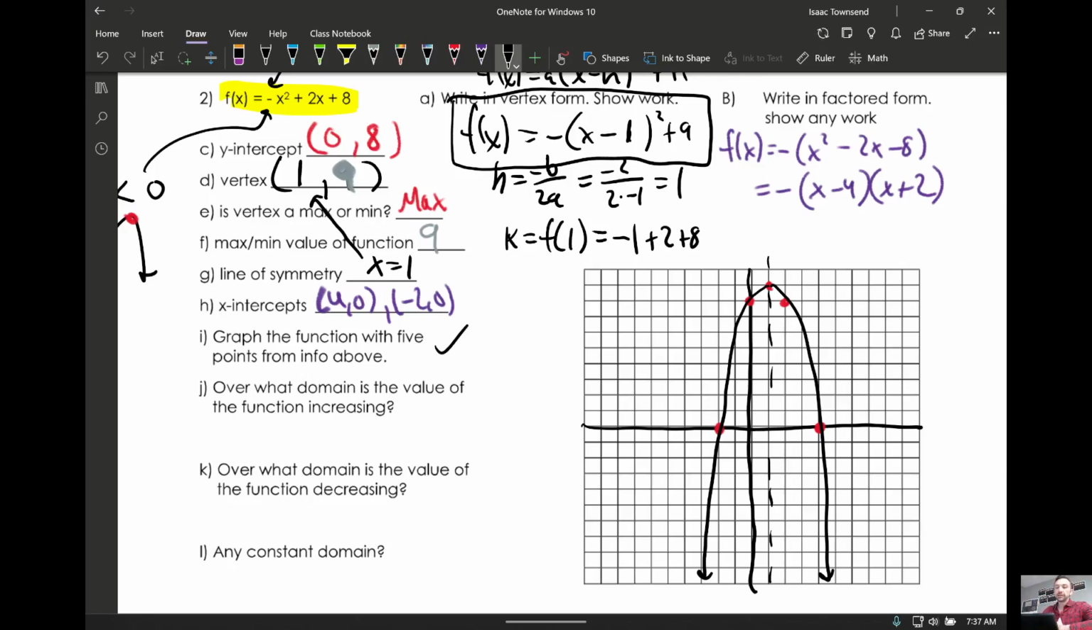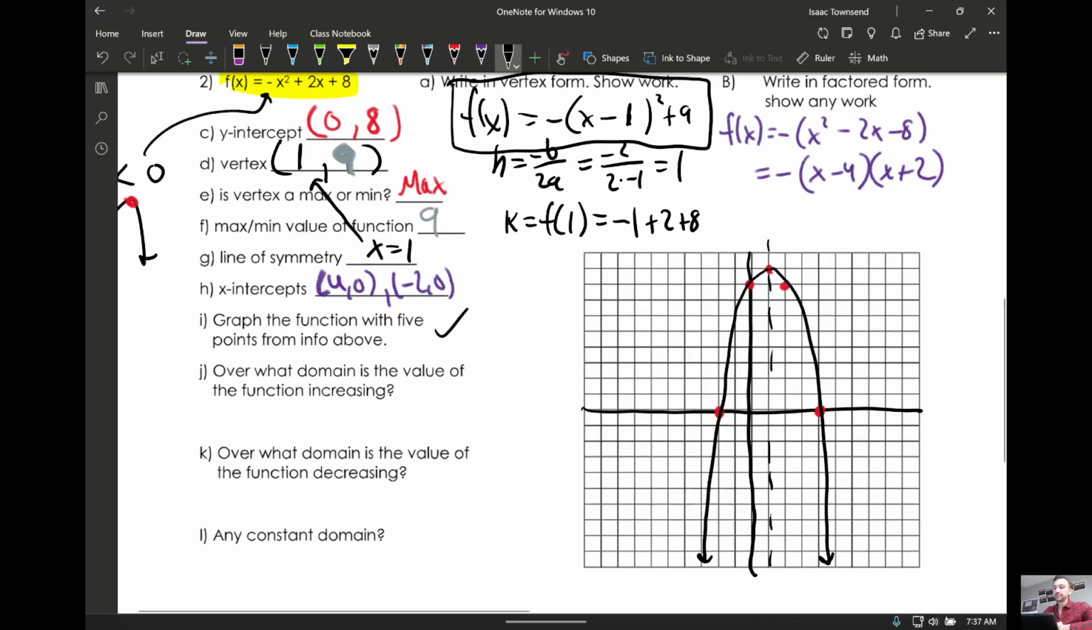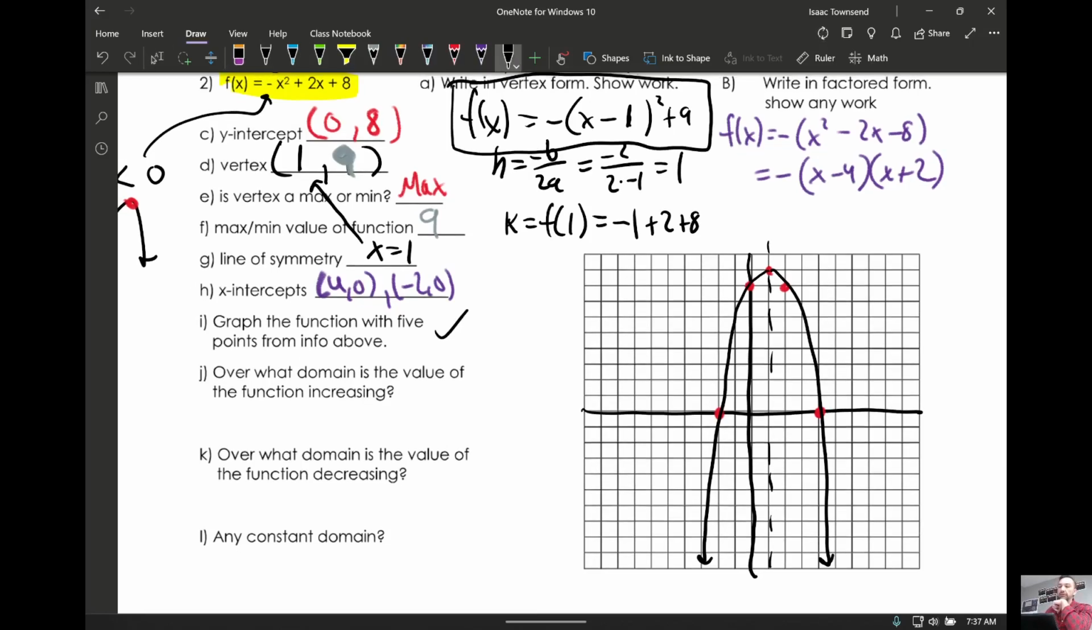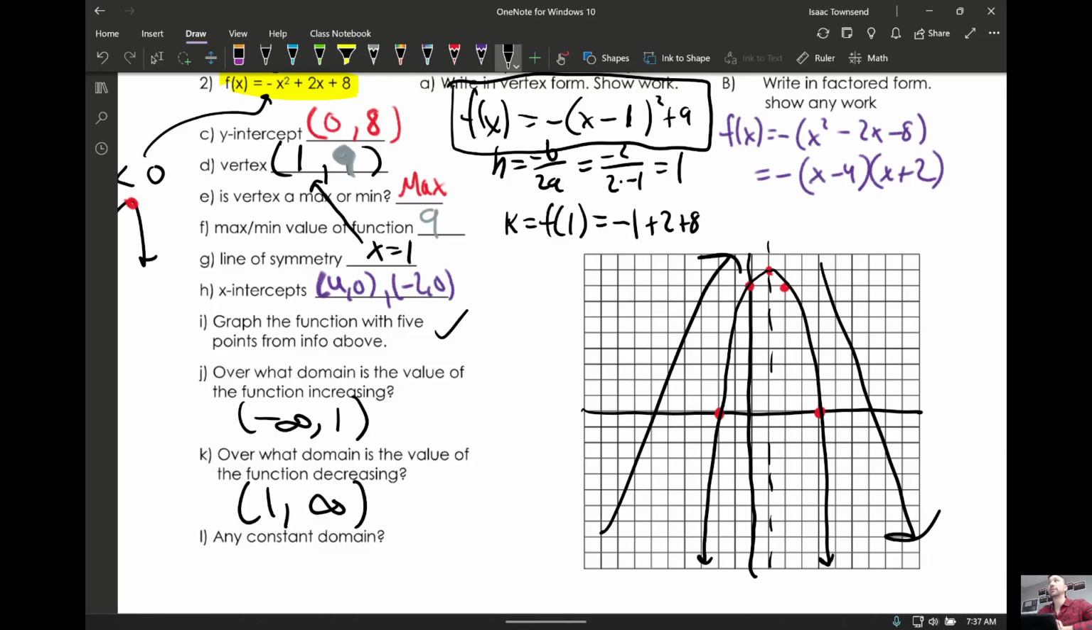Okay, increasing, decreasing, and constant would be asking you, when is the graph going up? It starts going up from the far left and keeps going up until x is 1. Decreasing is asking, when is the graph going down? It starts going down at 1 and goes down forever to the right. And constant would mean wherever your graph is flat. Technically, at x equals 1, it is constant at that instant, but we're really talking about intervals here, so we're going to say none on that.